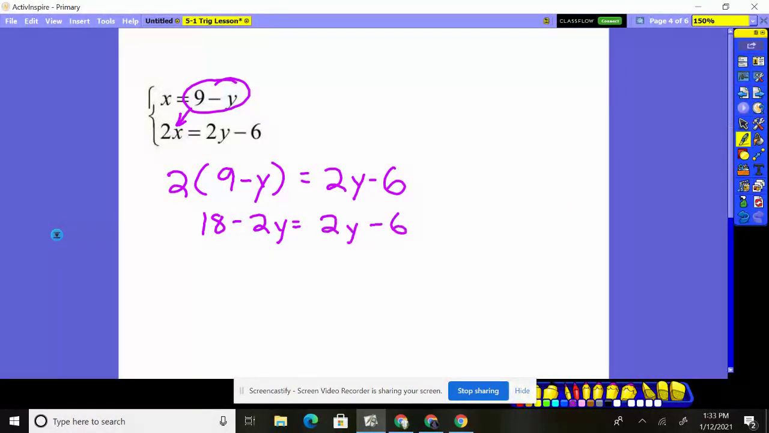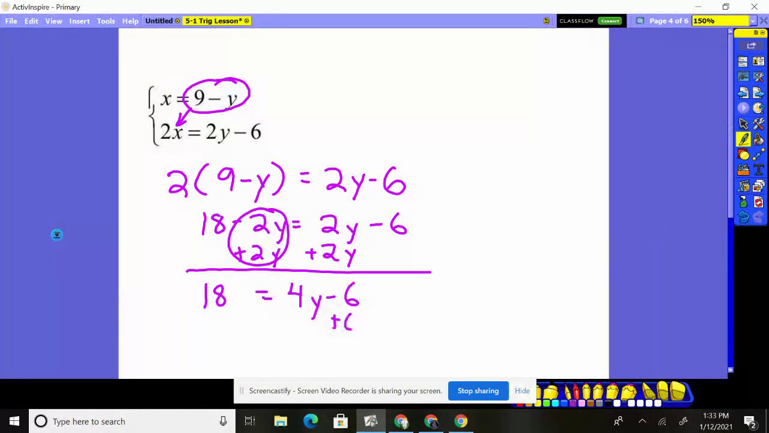Now what do I do? I'm going to put all my y's together. I'm going to move the smaller piece, so I'm going to move this guy over. You're used to moving things over to the left. Doesn't matter. If you want to do that, you can. This gives me 18. That goes away. 4y minus 6. Add 6. I get 24 is equal to 4y. Divide by 4. You're going to get y is 6.